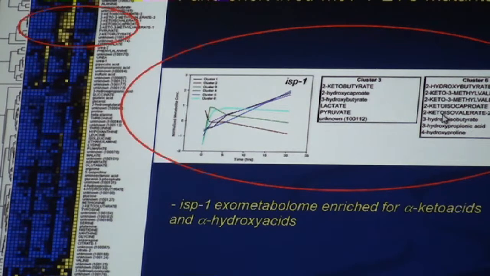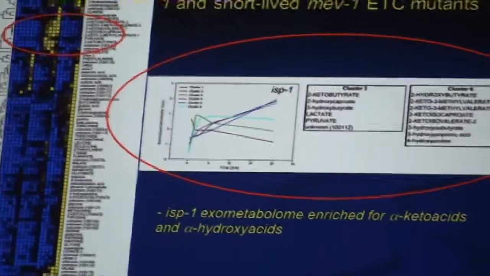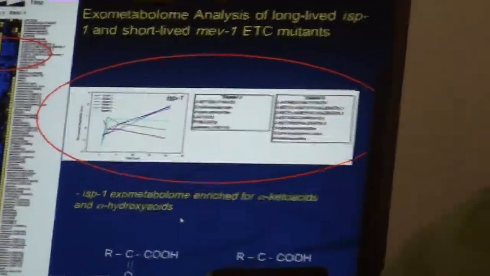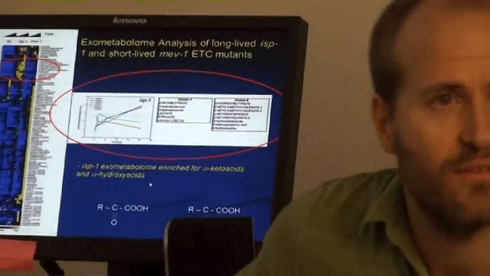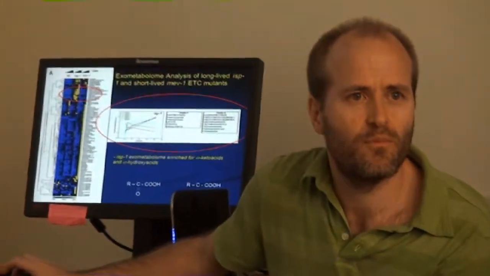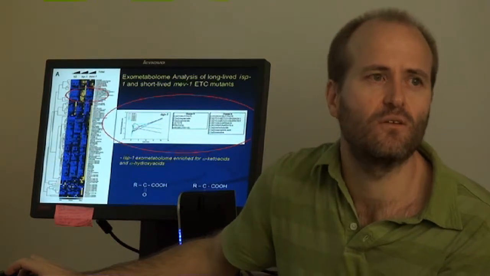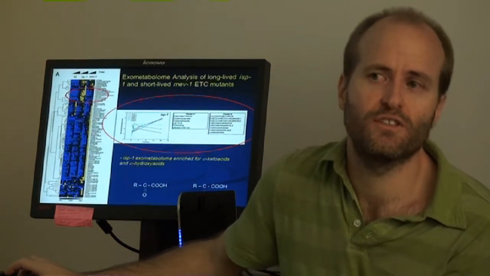This is very interesting because, as you're going to see, all of these compounds are metabolized by the alpha keto acid dehydrogenases. There are three alpha keto acid dehydrogenases: pyruvate dehydrogenase, branched chain alpha ketoacid dehydrogenase and alpha ketoglutarate dehydrogenase, and they're all evolutionarily related.